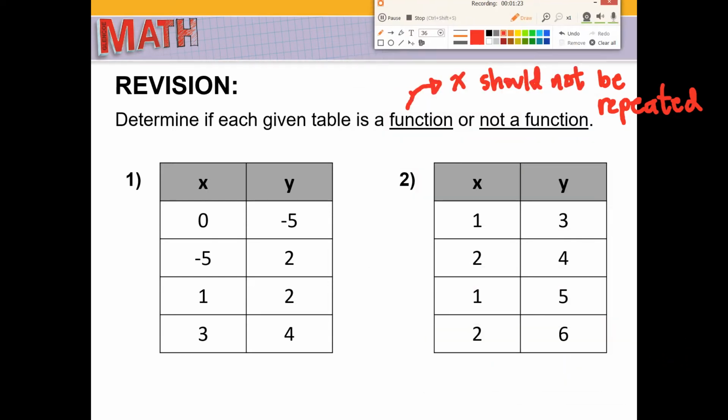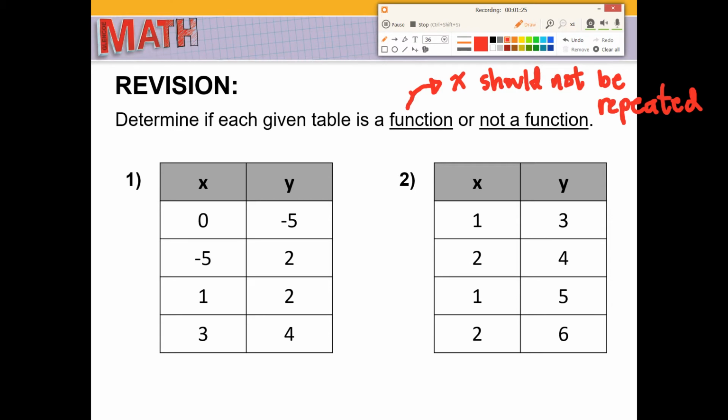Let's start. Let's look at the first table. In the first table, the x values are the following: 0, -5, 1, and 3. Now you can see that all the numbers are different. So this is a function because all the numbers in the x values are different. That is a function.